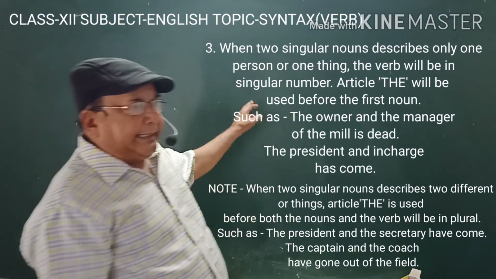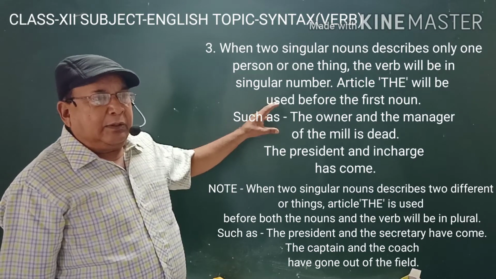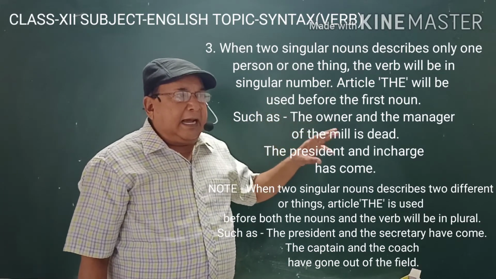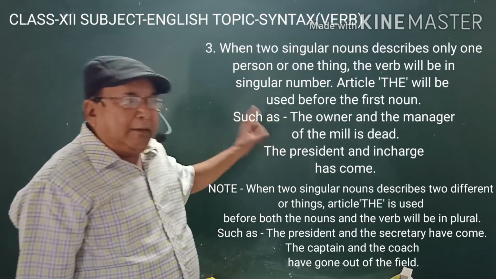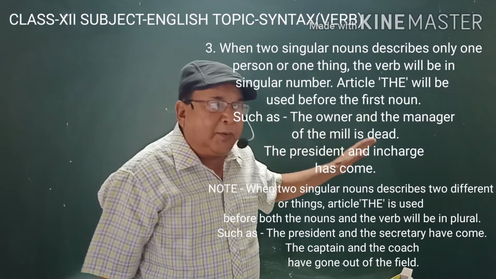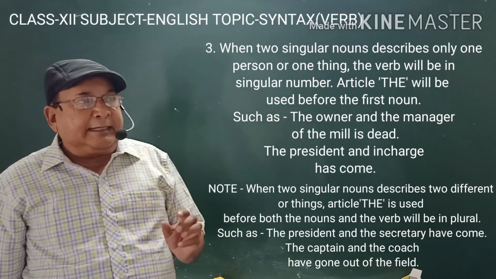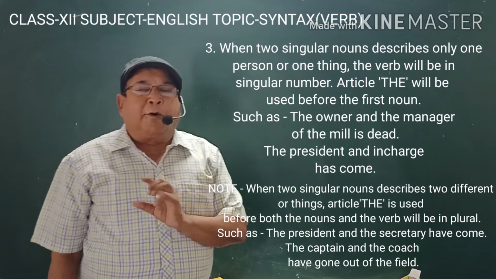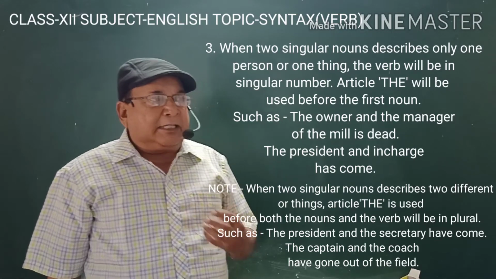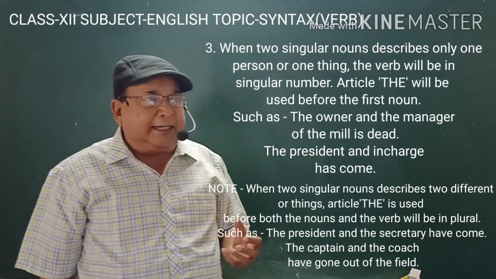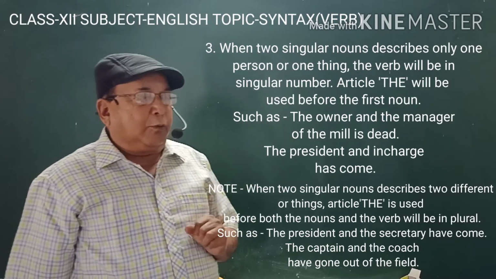Note, a special point to be noted: when two singular nouns describe two different persons or things, then the article the will be used before both the nouns and the verb will be in plural. For example, the president and the secretary have gone. In this sentence, president and secretary both are different persons. That's why the article the has been used before the president as well as before the secretary, and the verb have has been used in plural form.